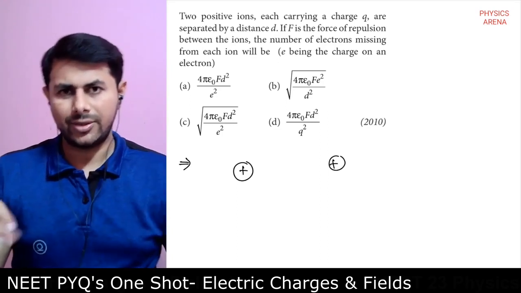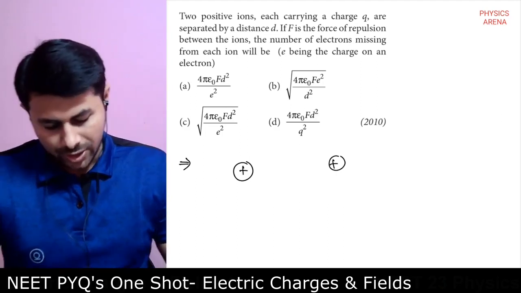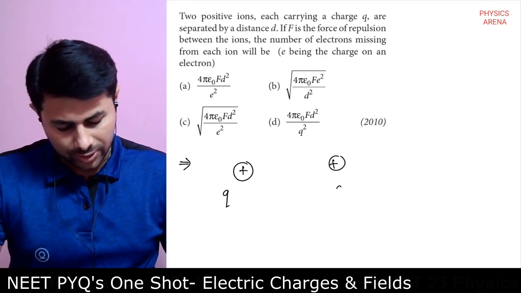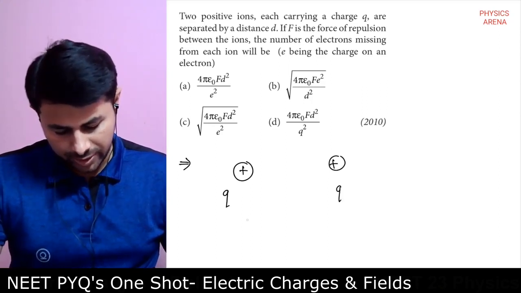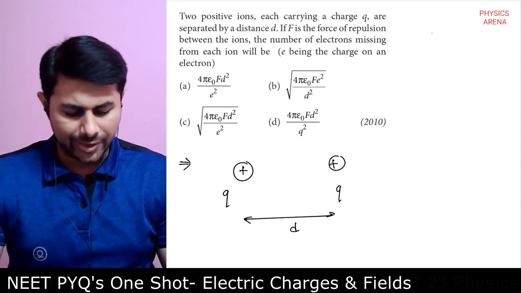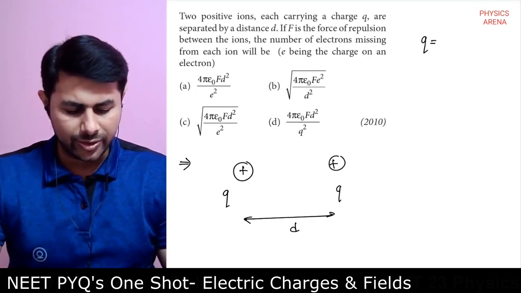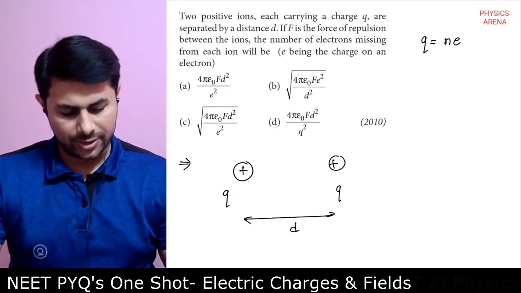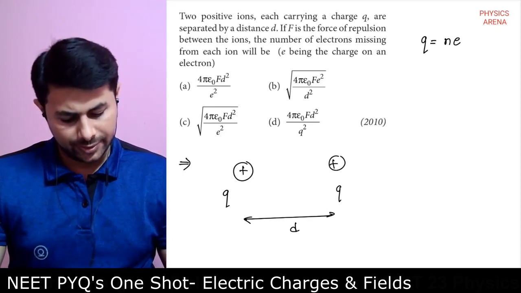When you remove electrons, they will become positively charged. So how many electrons are removed? Charge on this one is q, charge on this one is also q, distance between them is d. If n electrons are removed, q will be equal to n times e, that much positive charge, right?